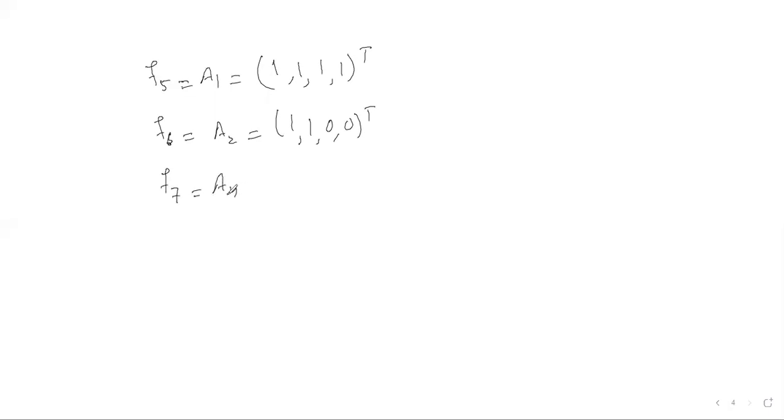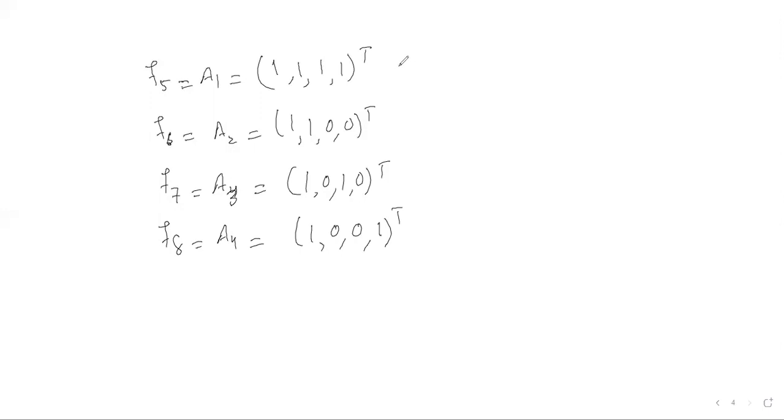So if I define, first, F5 as A1, which is 1, 1, 1, and 1. And F6 as A2, which is 1, 1, 0, 0 transpose. F7 is A3, which is 1, 0, 1, and 0 transpose. F8 is A4, which is again 1, 0, 0, and 1, taken as a transpose.